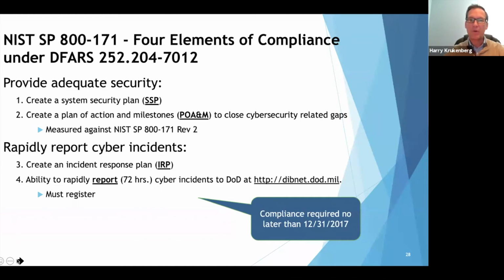And this had been around for a while. Bill mentioned that this is nothing new, and DFARS Clause 7012 had been in place since late 2017. But again, compliance with it was very passive. All you had to do was accept the contract with this clause in it, and you were saying, we comply.